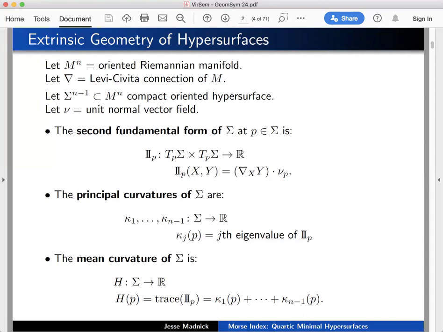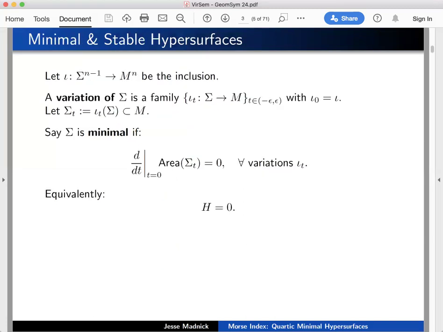We can summarize the data of the second fundamental form even further. We can come up with other summary numbers. So for example, we can take the trace. The trace of the second fundamental form is called the mean curvature. And of course, it's the sum of the eigenvalues of the second fundamental form, so it's the sum of the principal curvatures. So this talk will concern minimal hypersurfaces. So what's a minimal hypersurface?